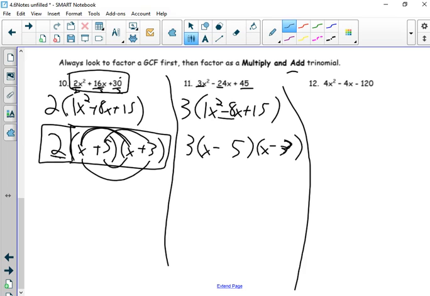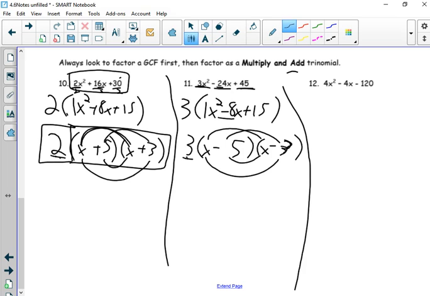Now, we check. X times x is x squared times 3. Boom. Negative 3x, negative 5x is negative 8x times 3. Boom. Negative 5 times negative 3 is positive 15 times 3, 45. We're good to go.